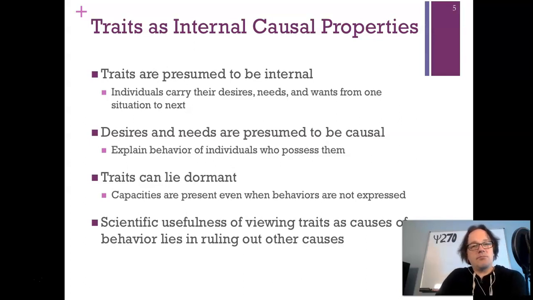So these traits are with us, they're part of who we are, and they also determine our needs, our desires, and our wants, from situation to situation. So these desires and needs are then presumed to be causal, meaning that it's our desires and our needs that are causing us to behave in certain ways. So when we think of traits as these internal causal properties, we can use traits to explain people's behaviors, because according to this approach, it's our personality traits that are causing these behaviors.